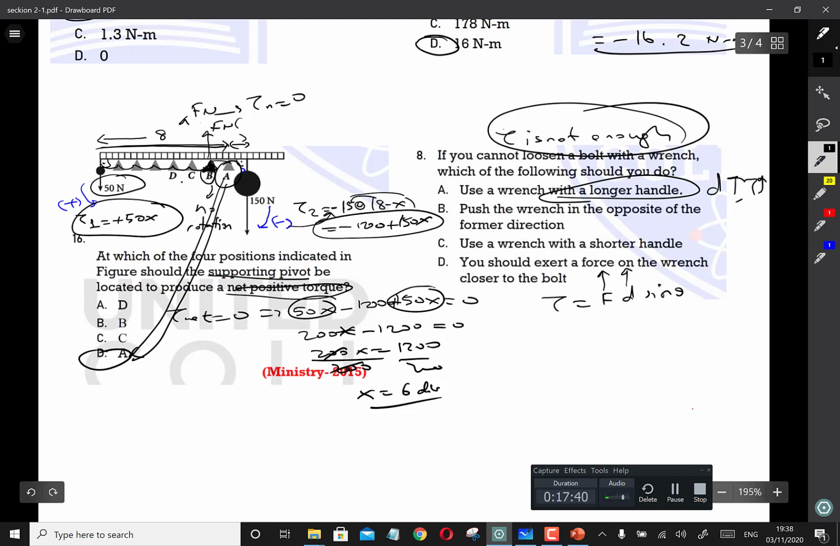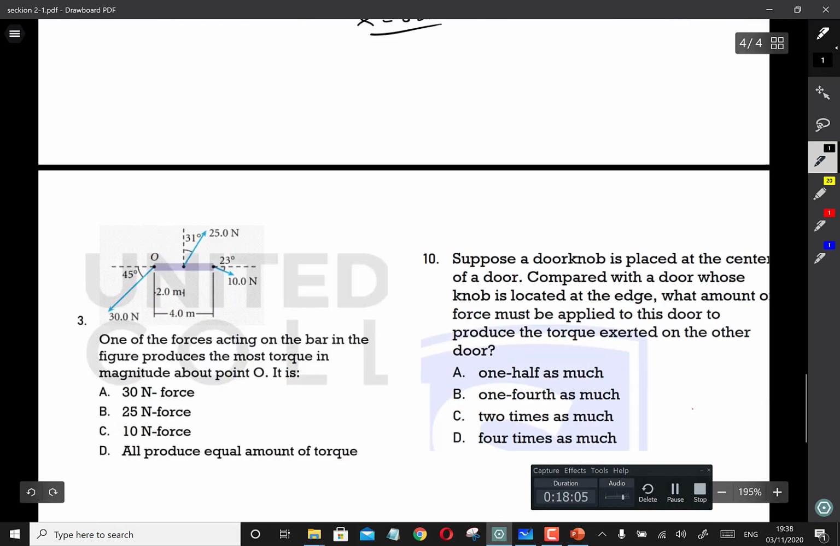Correct. Push the wrench in the opposite direction. If you push in the opposite direction, you tighten it, not loosen. This is not possible. Use a wrench with a shorter handle. Distance decreases, torque decreases. It's not possible because we need a greater torque. You should exert a force on the wrench closer to the bolt. Closer to the bolt, distance decreases, also torque decreases. So this is not the correct answer. Use a wrench with a longer handle. So this is the answer.